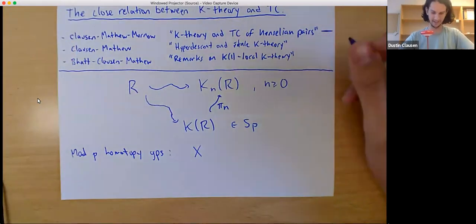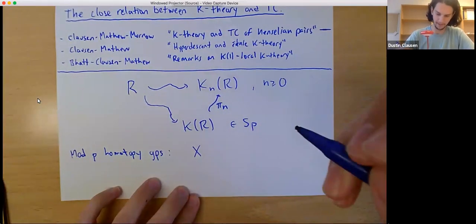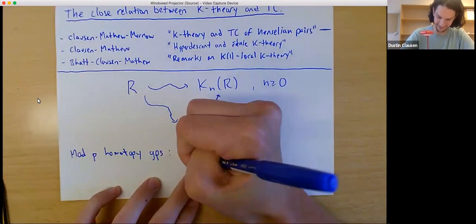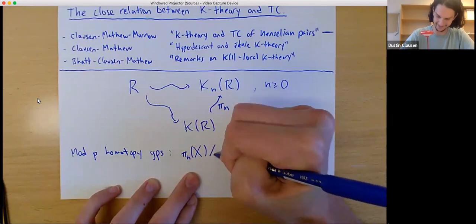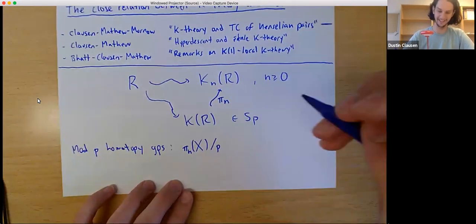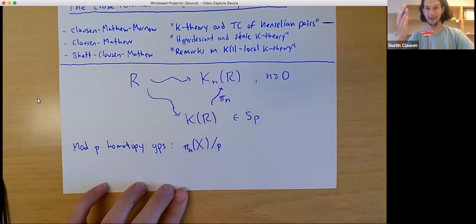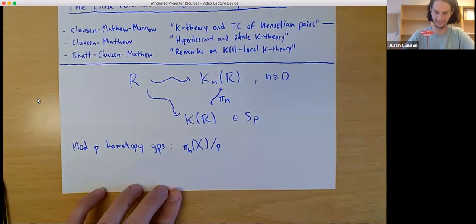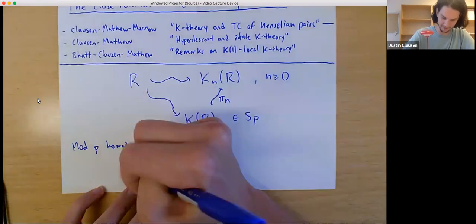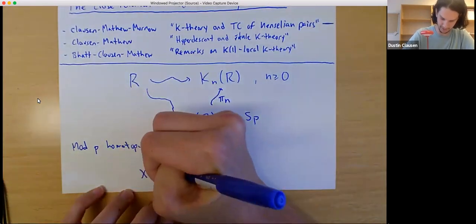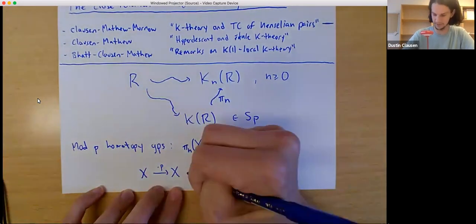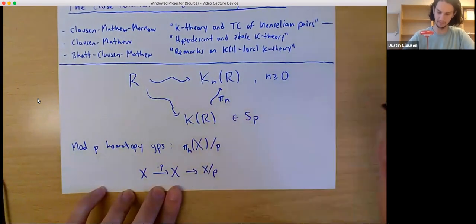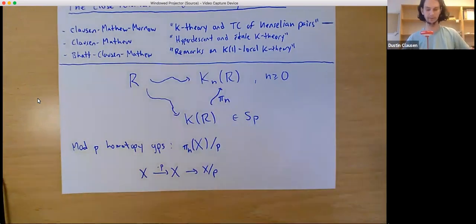But the mod P homotopy groups, first, what they're not: you don't take the homotopy groups of X and then mod out by P. That's not what they are. Instead, you take the spectrum, mod it out by P, and then take the homotopy groups. How do you mod out a spectrum by P? You look at the multiplication by P map from the spectrum to itself, and you take what's called the homotopy cofiber, write that as X mod P, and then you take the homotopy groups of that.